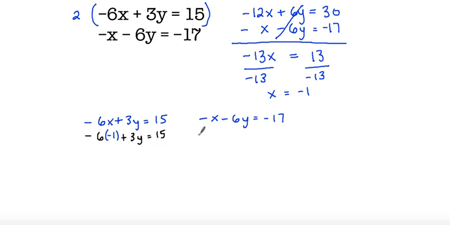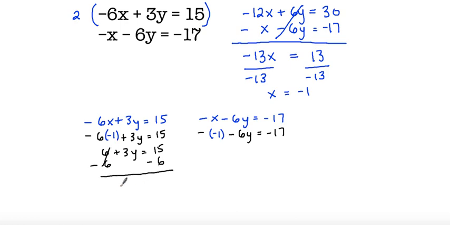And then here I have a negative times negative 1 minus 6y is equal to negative 17. So negative 6 times negative 1 is positive 6, plus 3y is equal to 15. Subtract both sides by 6. So 3y is equal to 15 minus 6, which is 9. And divide both sides by 3. And so y is equal to 3.